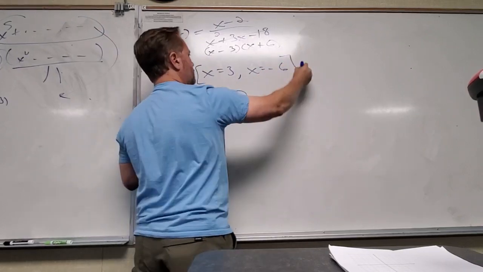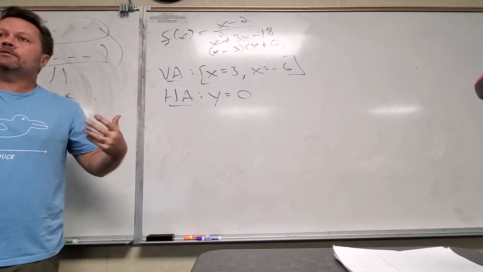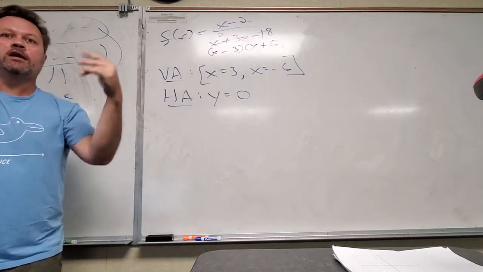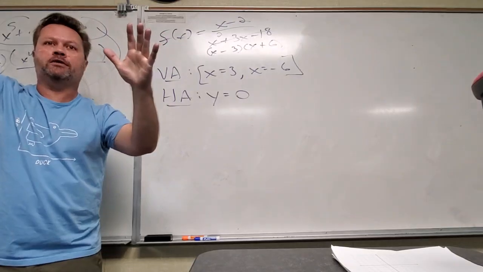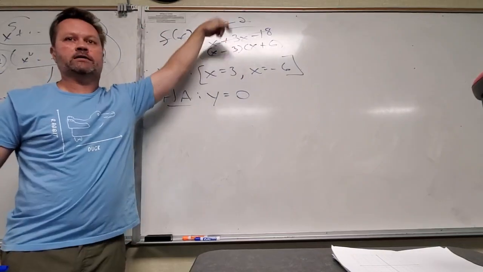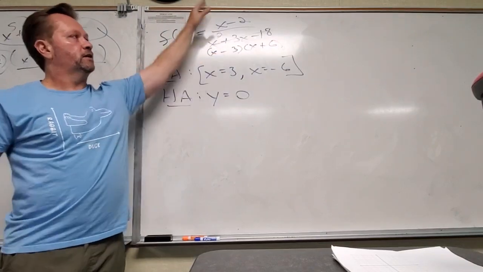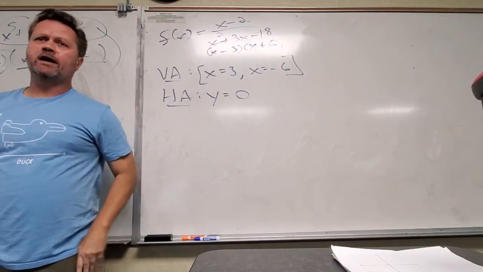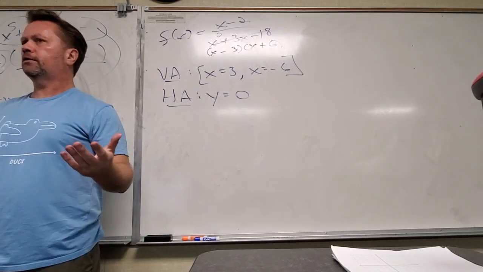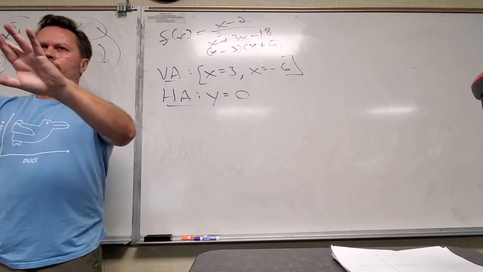So these are places my function has to avoid because I can't plug those numbers in. If my function goes through x equals 3, that means there's an output there. Well, what happens at 3? This thing becomes 0. It becomes undefined, right? 0 divided by 0. Okay. You guys all with me?